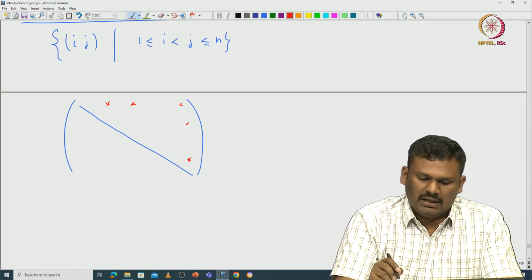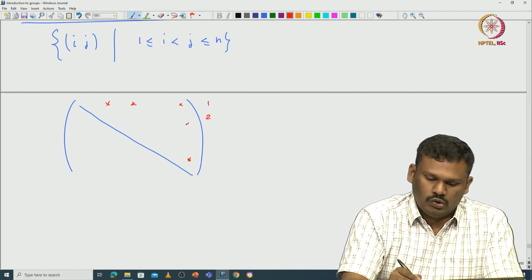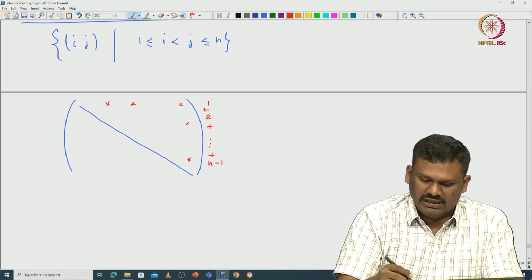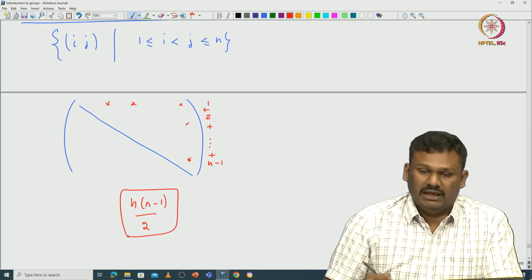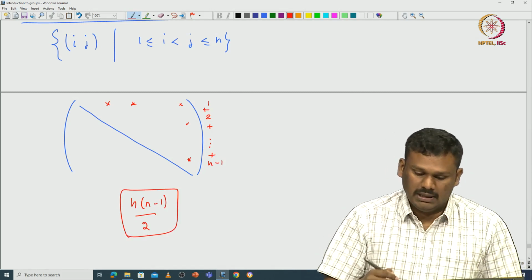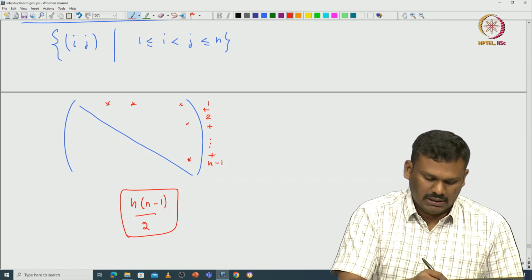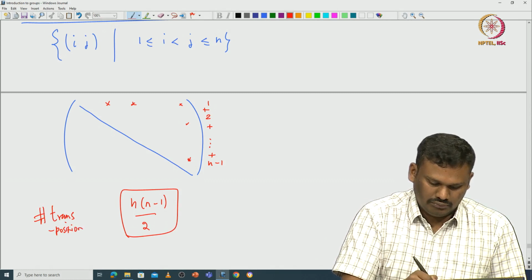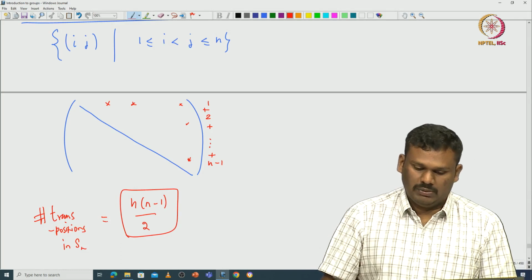Now, how many are there? It is just exactly 1 plus 2 plus etcetera up to n minus 1. So, this is exactly n into n minus 1 by 2. So, these many transpositions are there in Sn. The number of transpositions in Sn is equal to n into n minus 1 by 2.